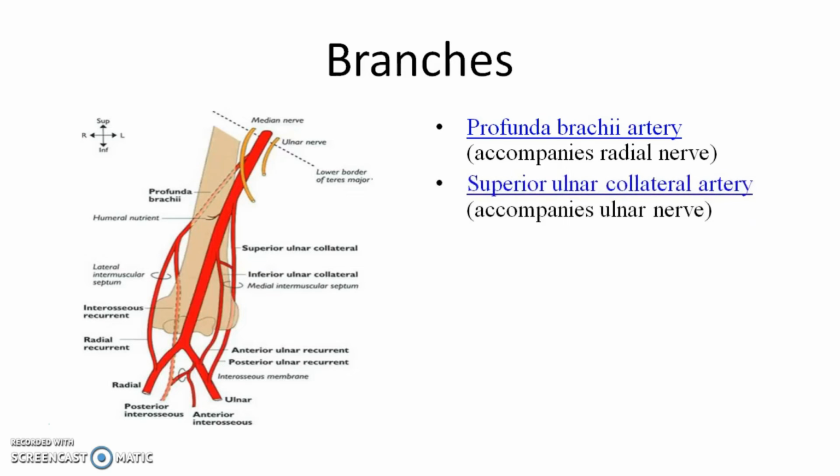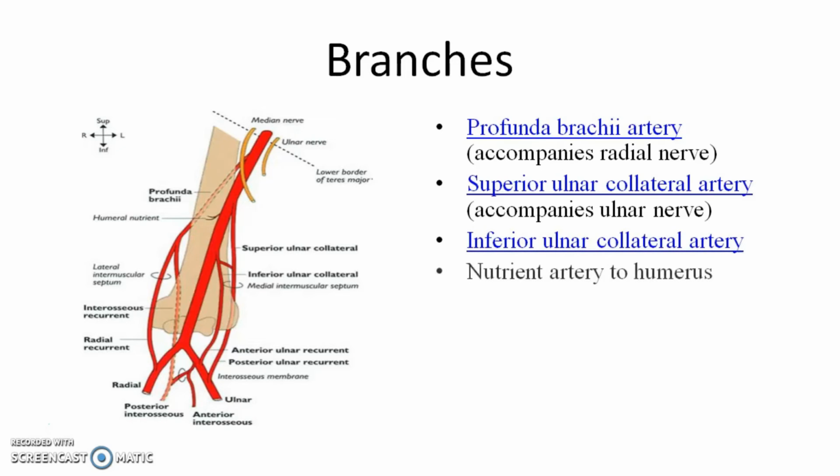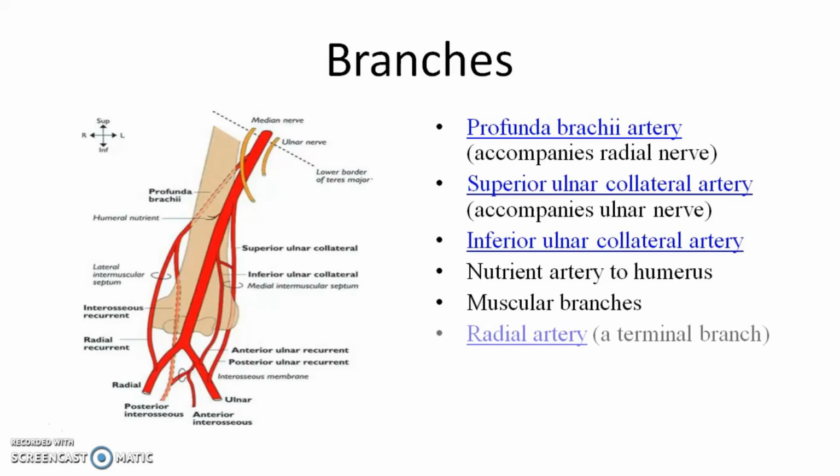So profunda brachii artery, then we will be having superior ulnar collateral artery which is going to accompany a nerve called ulnar nerve, and then we will be having inferior ulnar collateral artery, then we will be having nutrient artery, and about nutrient artery you have to remember it is an artery which is going to supply the bone called humerus, and along with that we will be having some muscular branches to supply the arm region muscles, and then we will be having terminal branches, 2 in number, that is radial artery and ulnar artery.